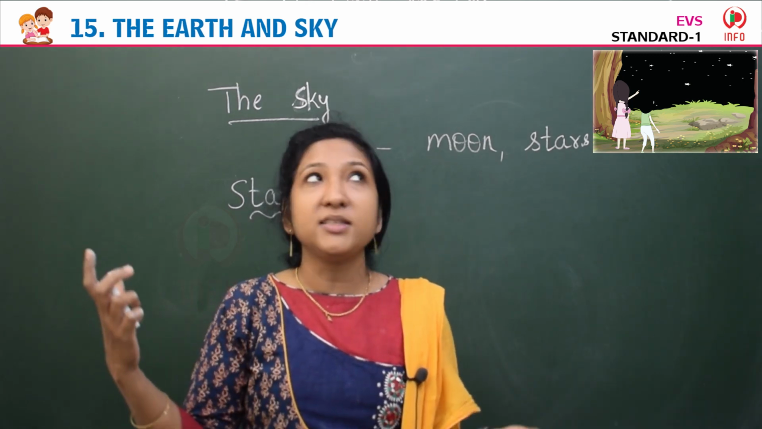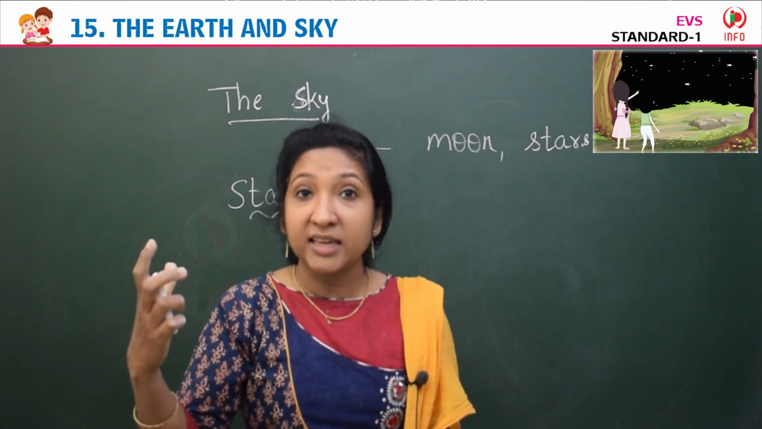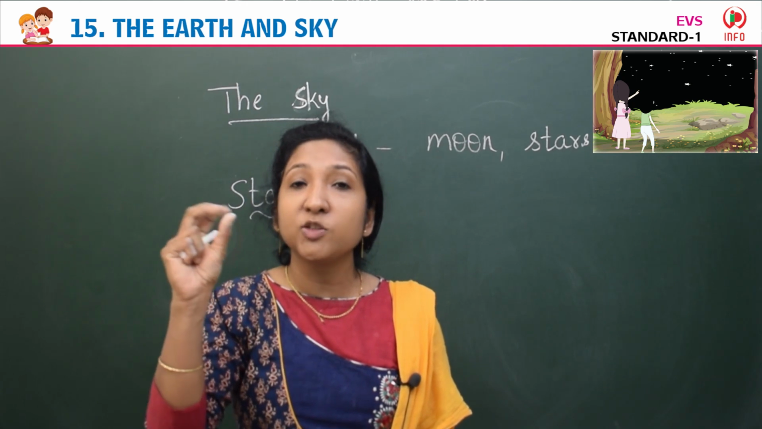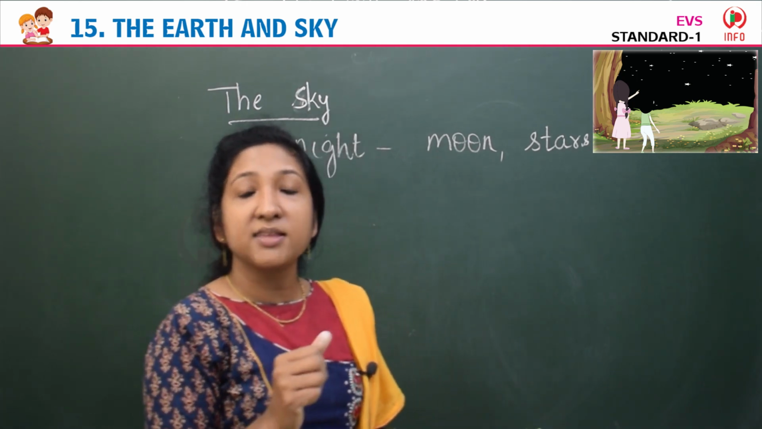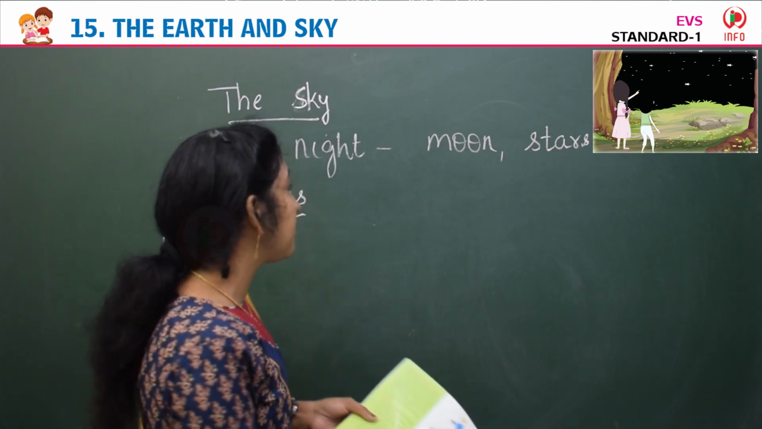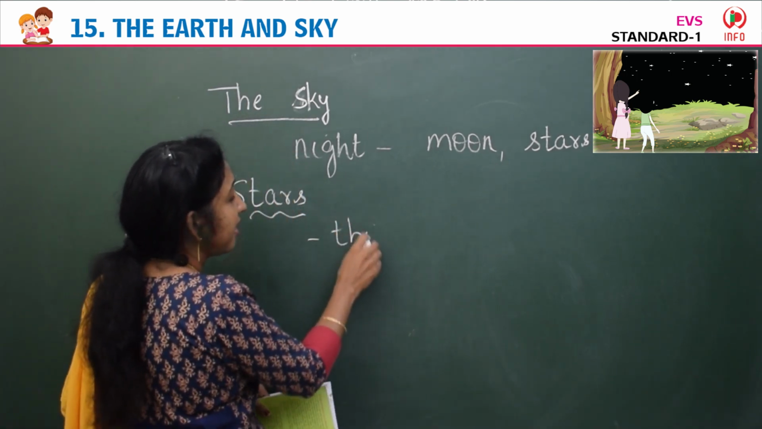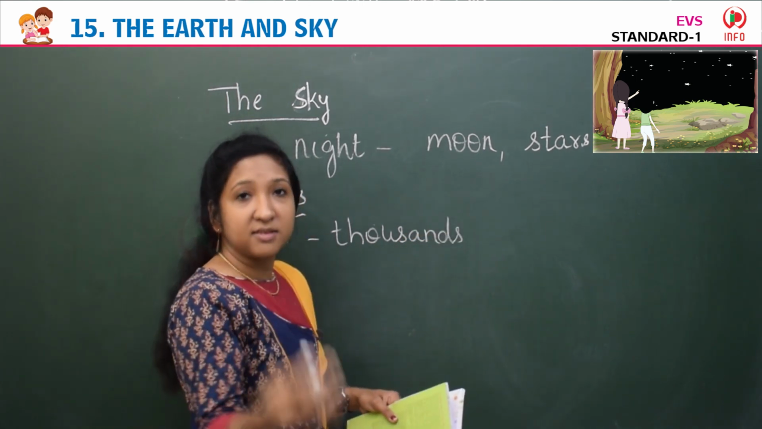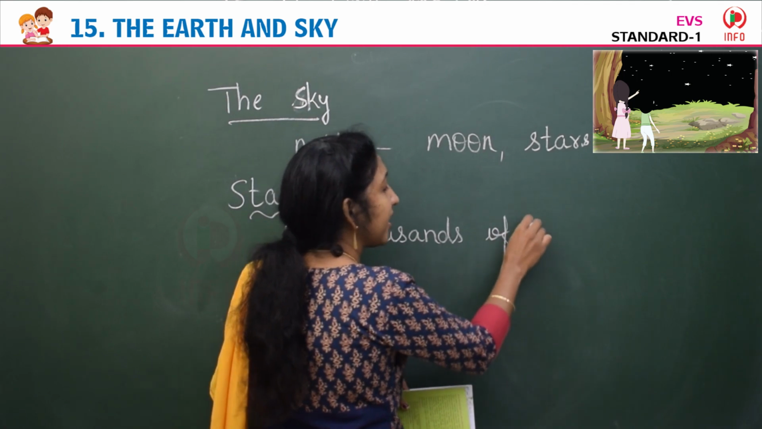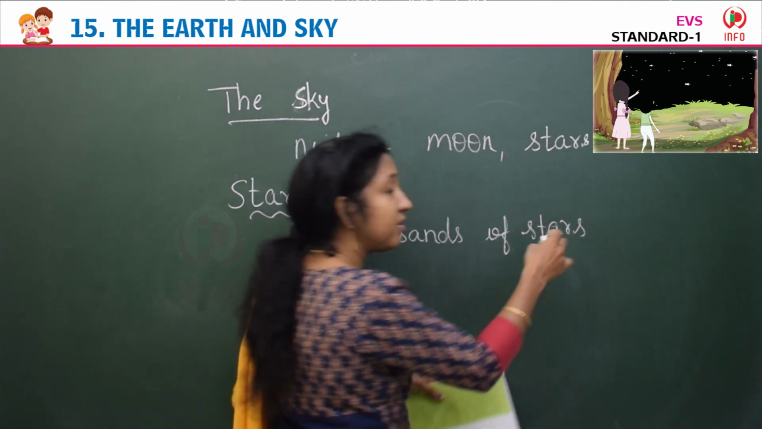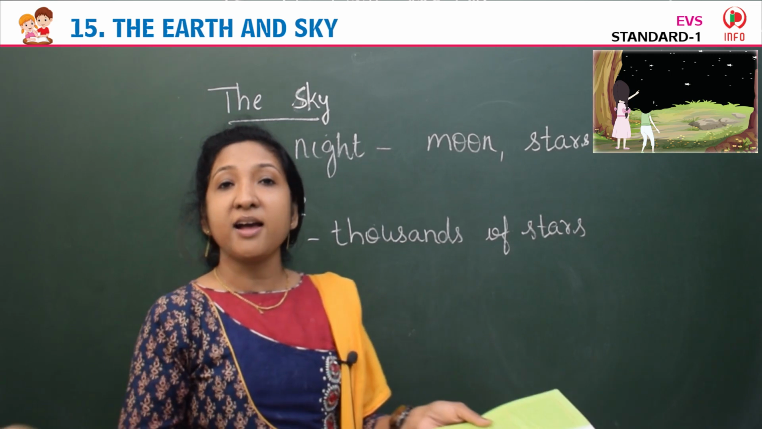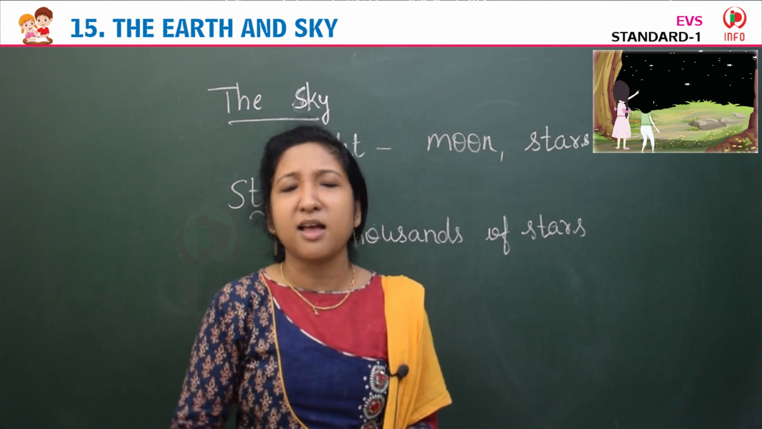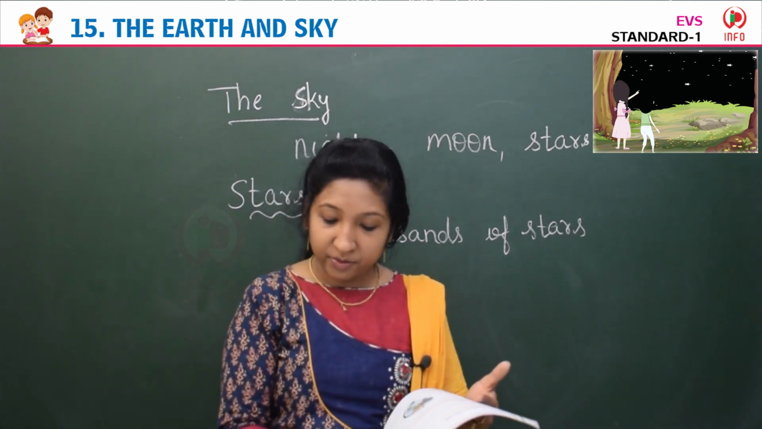We cannot count the stars. If we look at the sky in the night time, we can see here and there many stars, isn't it? Twinkling stars, shining stars we can see in the sky. Thousands of stars. No one can count the stars. We can say simply thousands of stars, maybe more than 1,000. No one can count this. Stars are countless because we can see n number of stars in the sky.